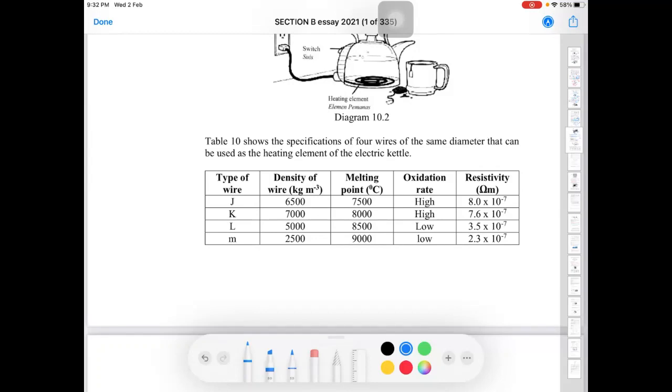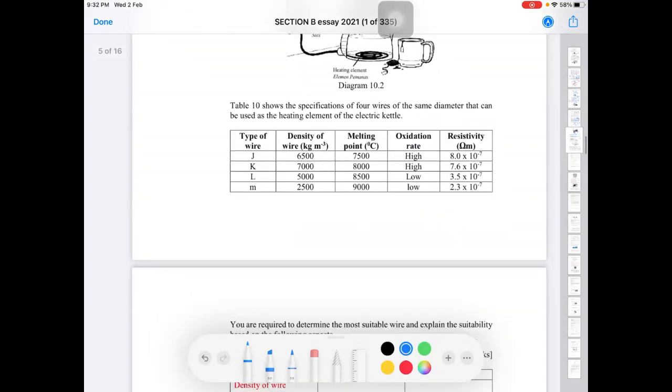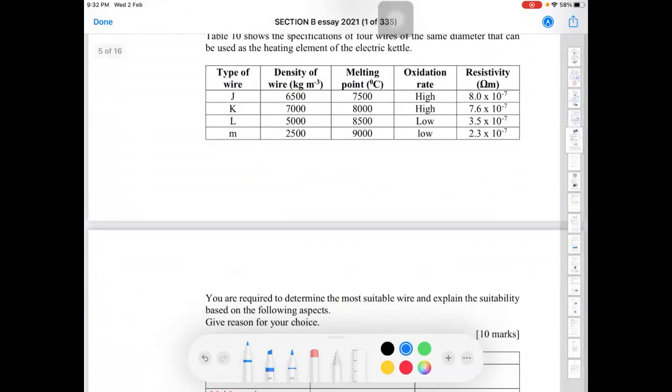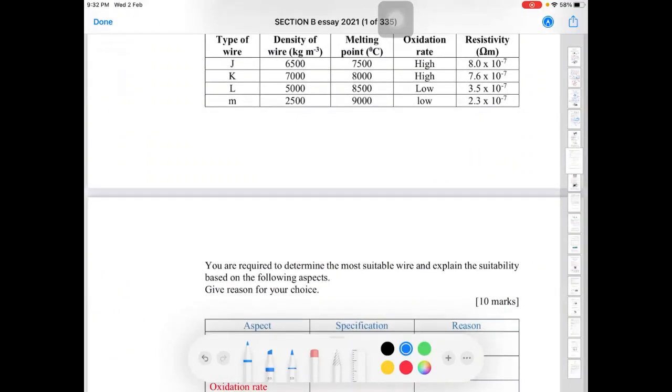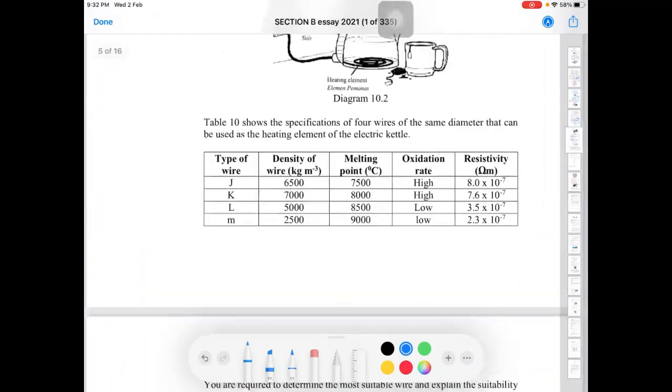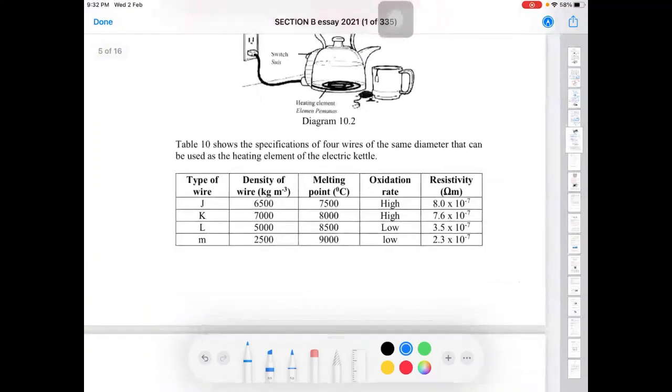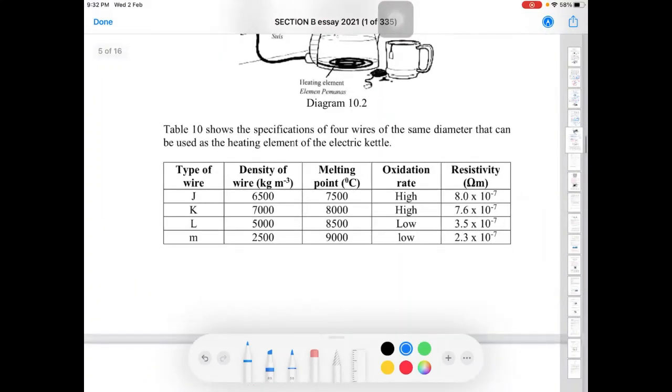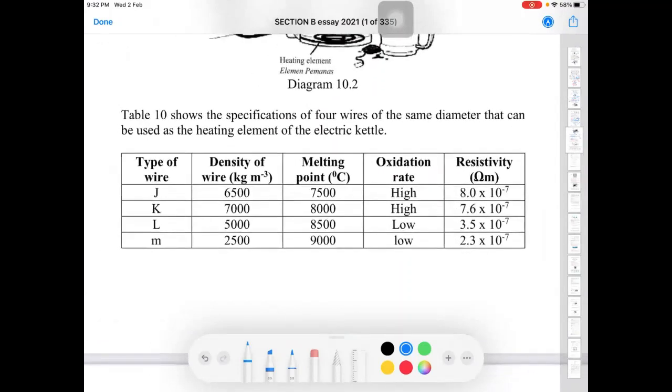Alright, so now what do we want to do? You are required to determine the most suitable wire and explain the suitability based on the following aspects. So the aspects are given. So here we want to determine the most suitable. In physics, the density of anything you want to use is always low, because we want it to be lighter. So we want low density. So we choose low.